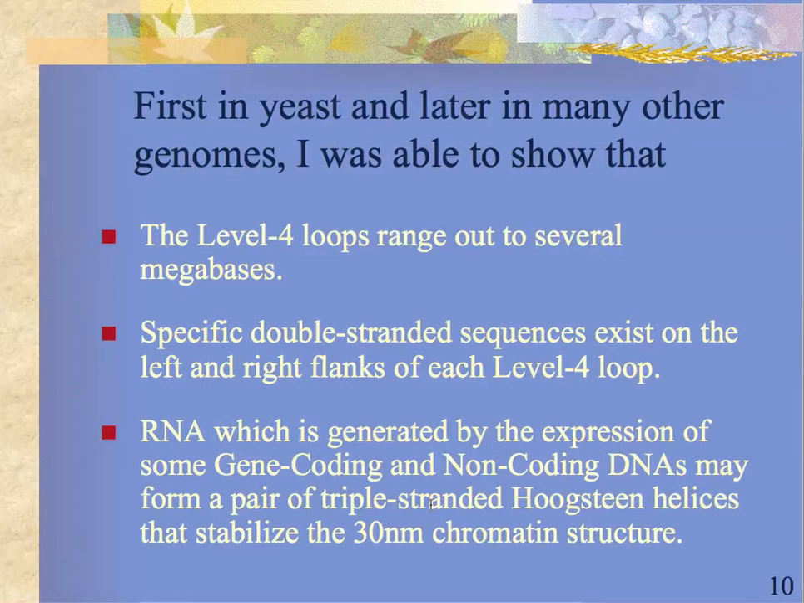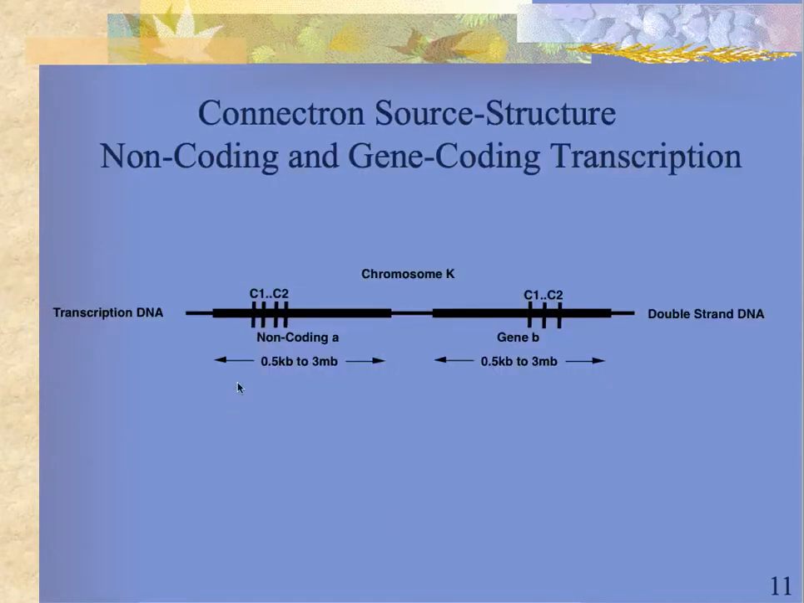I've shown that these level 4 loops range out to several megabases from about a half a kilobase. And specific double-stranded sequences exist on the left and right flanks of each level 4 loop. And an RNA is generated either by gene coding or non-coding DNAs that form a pair of triple-stranded Hoogsteen helices that stabilize the 30 nanometer chromatin structure. So this is the idea.